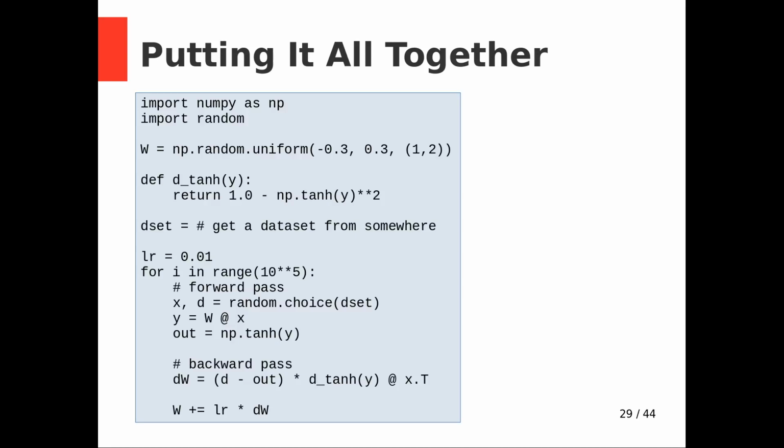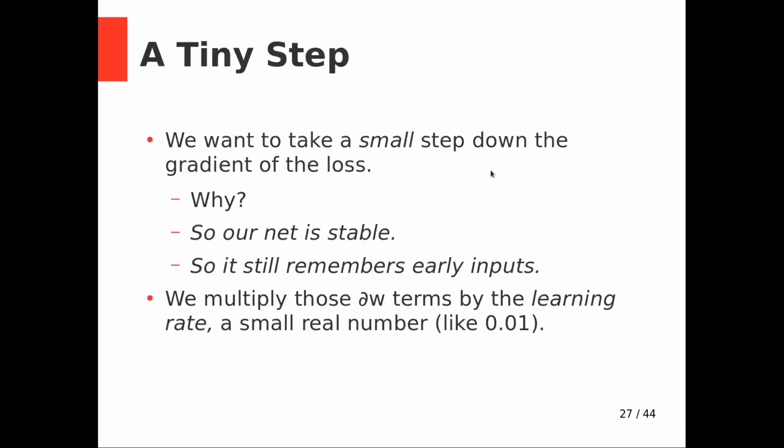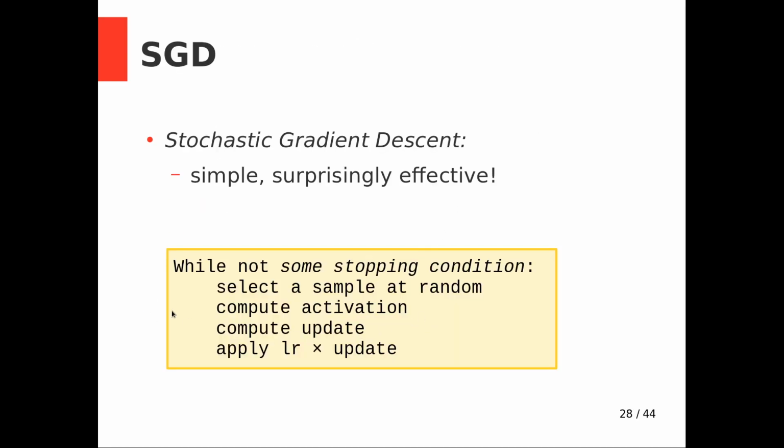Stochastic gradient descent is the specific training algorithm we're using, that looks like this, right? Pick a sample, compute the activation, compute the loss, compute the update, apply learning rate times update, where learning rate is some small real number, right? 0.1, 0.01, something like that.